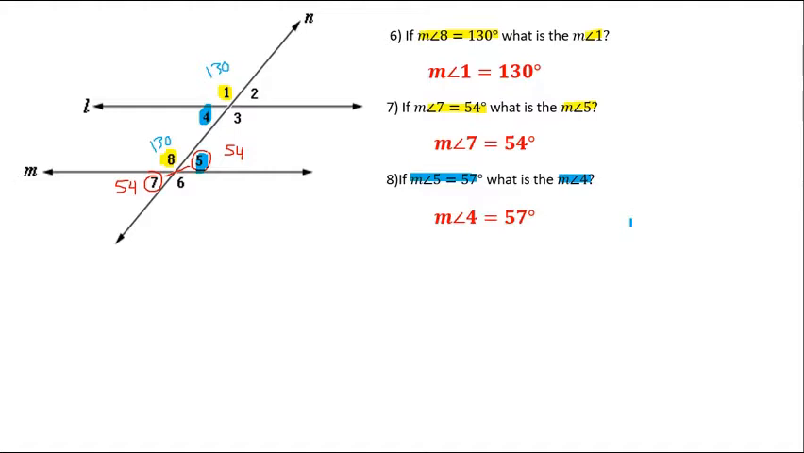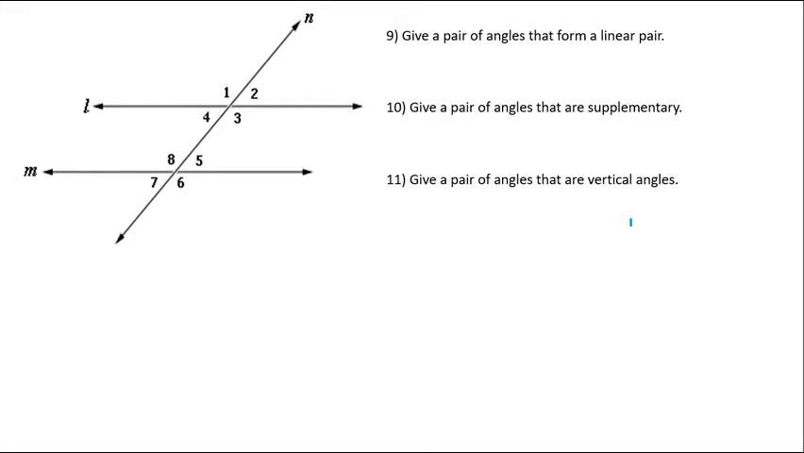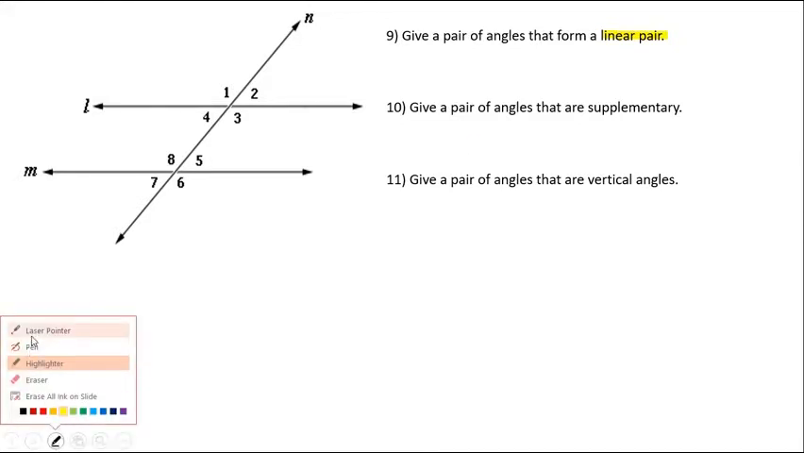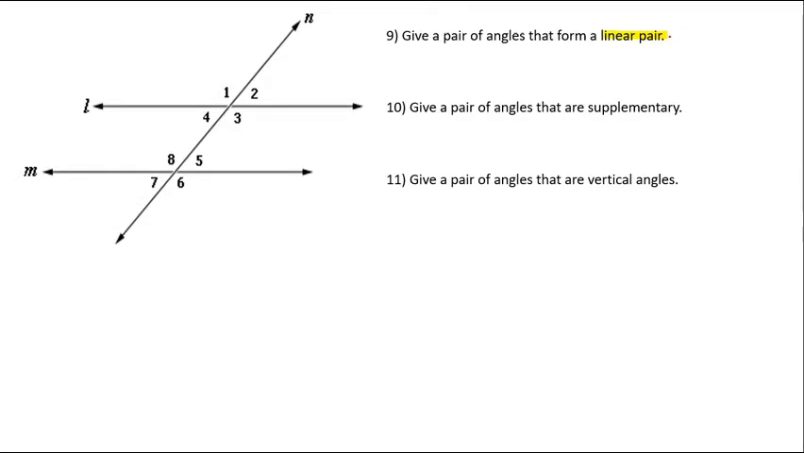Okay, so let's go on to the next one, number 9. Okay, so here they're asking us, give a pair of angles that form a linear pair. Okay, so linear pair means that they form a line or 180 degrees. So this is give a pair, so we're just looking for two angles that form a linear pair.